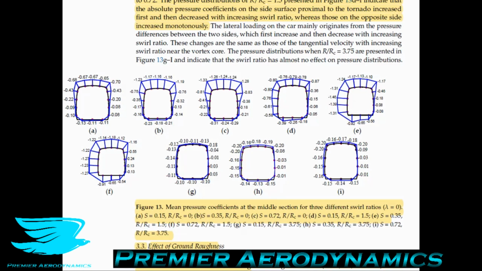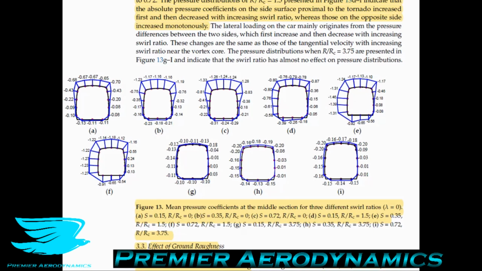However, it can be seen that the absolute pressure coefficients at both the upper and lower surfaces increase with increasing swirl ratio. So the more intense the tornado, the greater the pressure at the top and the bottom. So similarly to the change in pressure drop within this range, the resultant lift force increased significantly when the swirl ratio changed from 0.15 to 0.35, but it decreased slightly when it changed from 0.35 to 0.72.